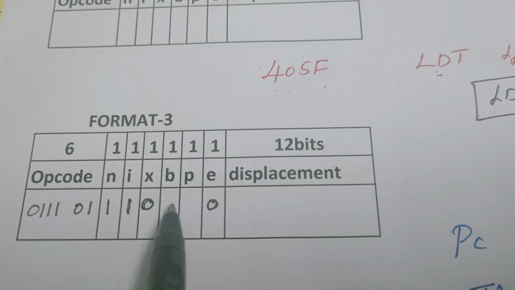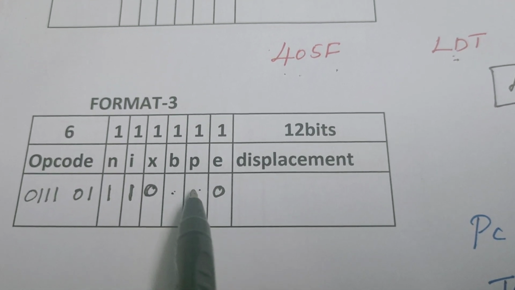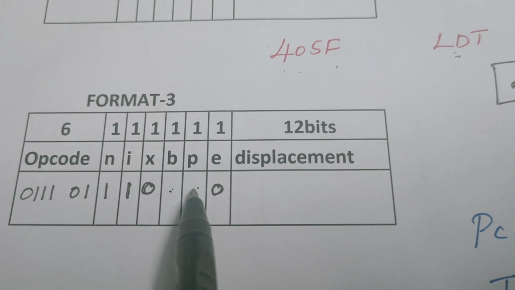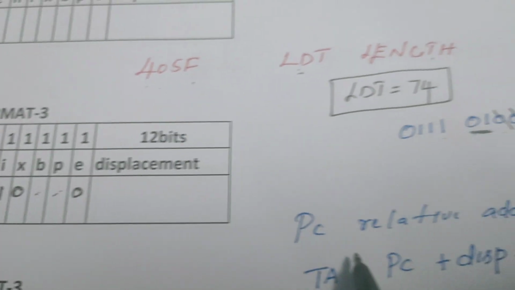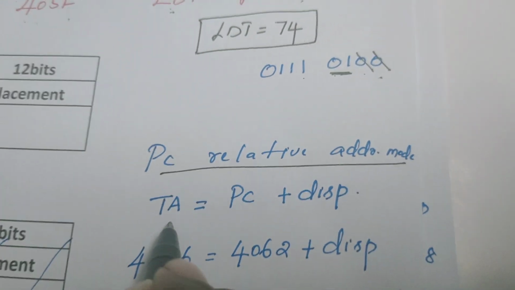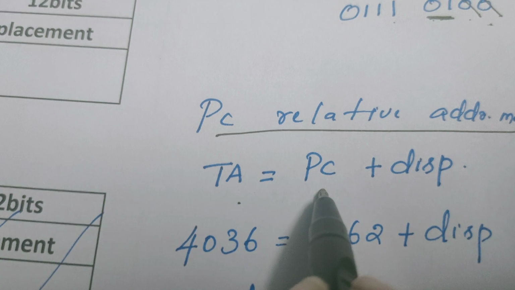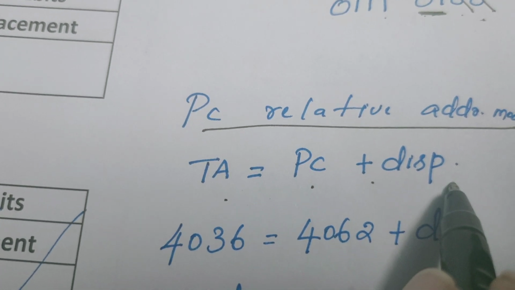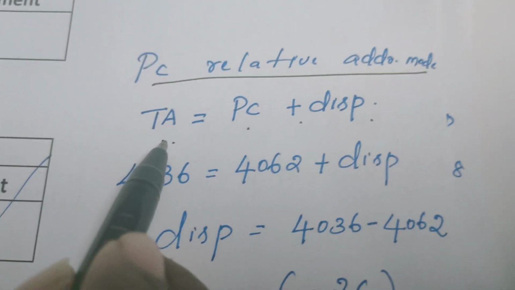Now there is a confusion between B and P. It can be either base relative or PC relative. By default, first we have to assume it is PC relative. If it is PC relative addressing mode, how do we calculate the target address? Target address is equal to PC plus displacement. Now, what is the target address? That we have to understand.